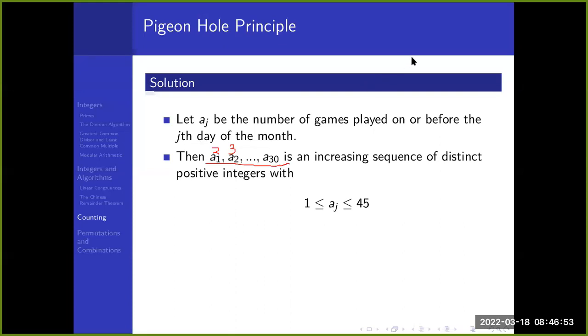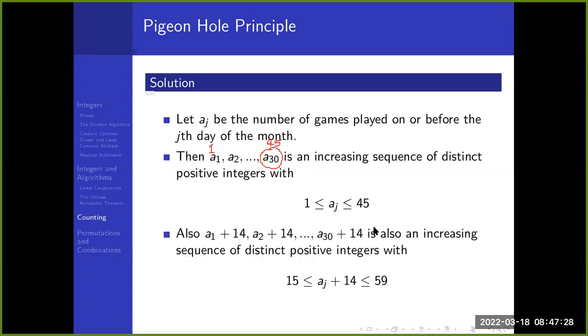All the integers will be distinct. There will be no 2 values here that are equal. They're all different. And we know that the number of games played cannot exceed 45, at most 45 games. So A30 has a maximum of 45. And since they must play 1 game a day, the smallest value you can have for any of these numbers is 1.